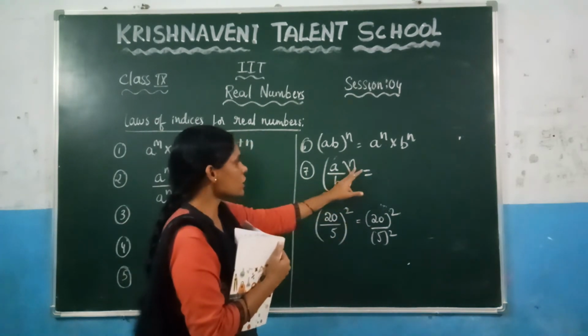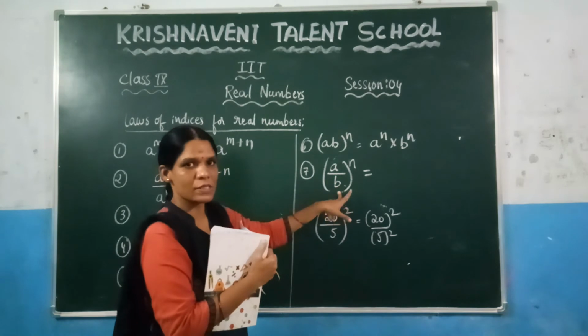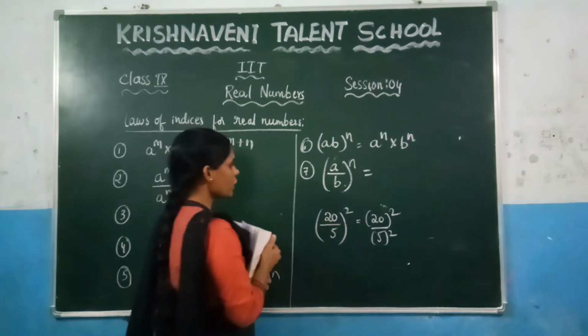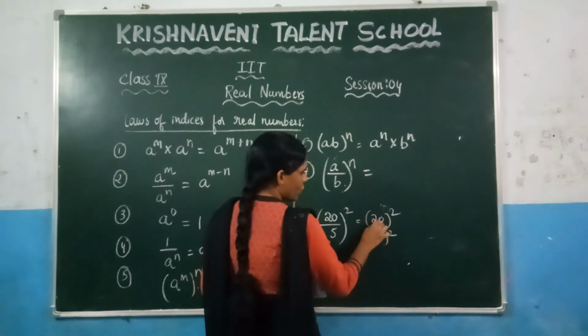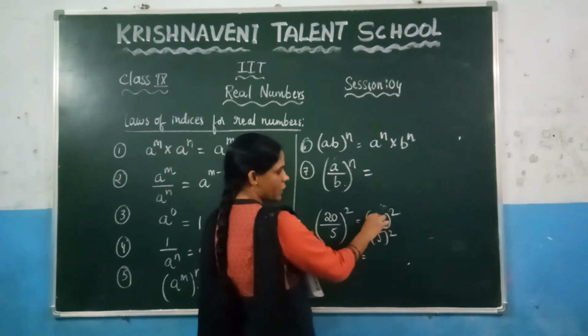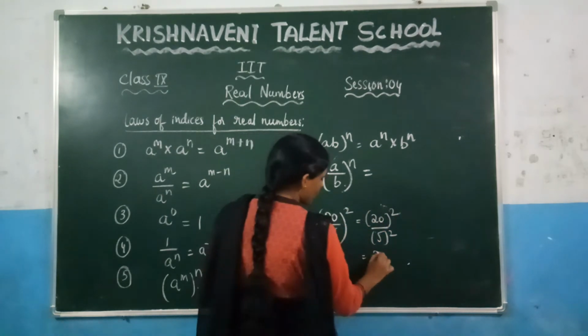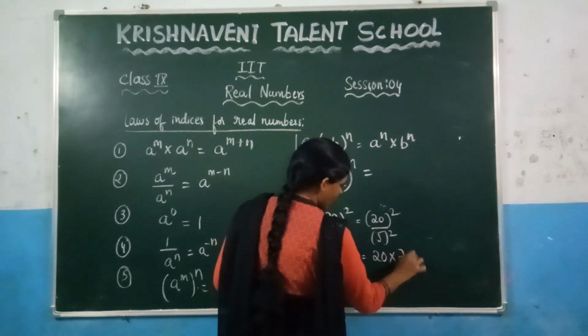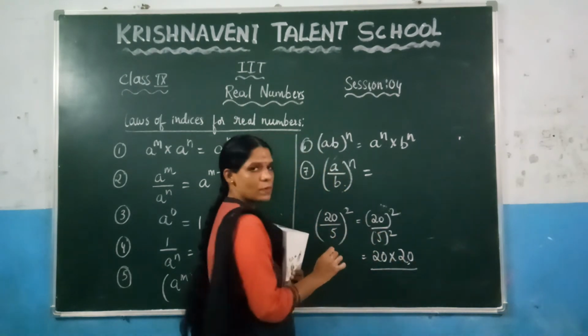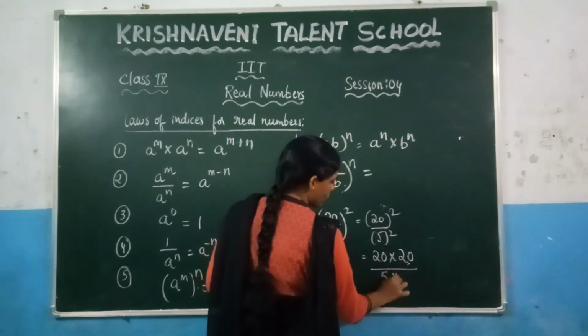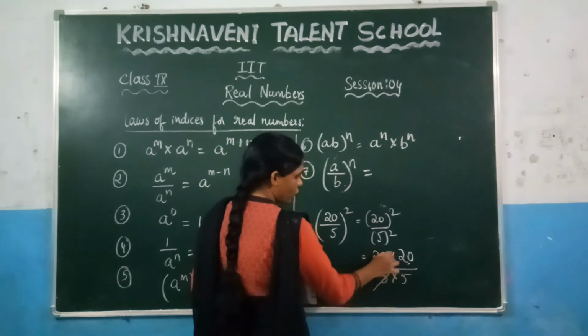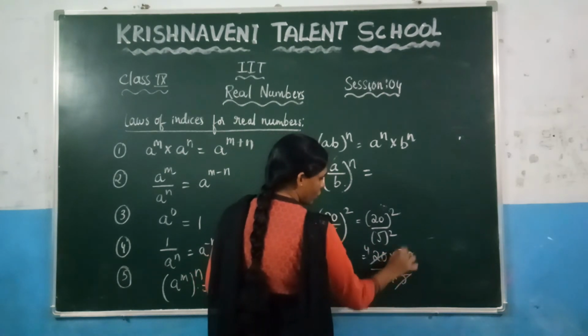Similarly here, this power is applicable to both of the numbers in the case of division also. So here what you will get: 20. How many times do you need to multiply 20 here? 2 times. So multiply here 20 into 20, and here 5. How many times do you need to multiply here? 5, 2 times. So here you will get 5 4s are 20, and similarly here 5 4s are 20.